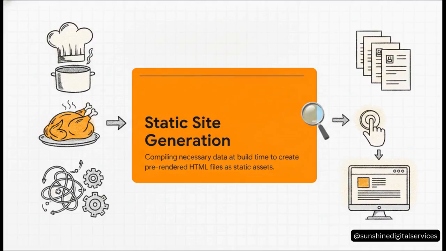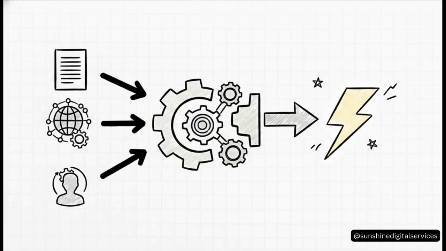Instead of doing all that heavy lifting when the user actually arrives, all the necessary data is compiled at build time. The framework creates these pre-rendered HTML files that just sit there, waiting as static assets. Because it's already pre-cooked, so to speak, it is instantly ready to be served the literal second someone clicks a link. Which brings us right to Gatsby itself.